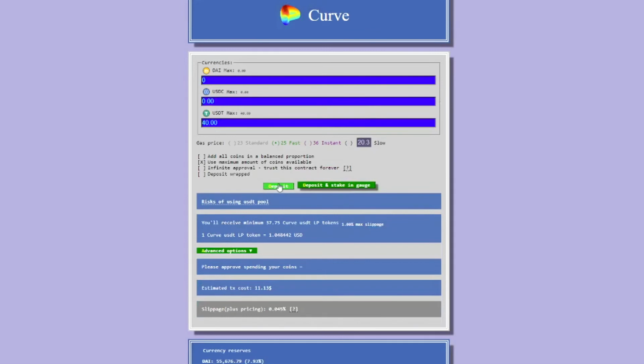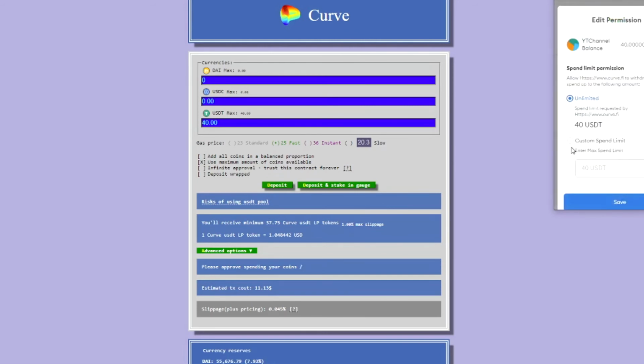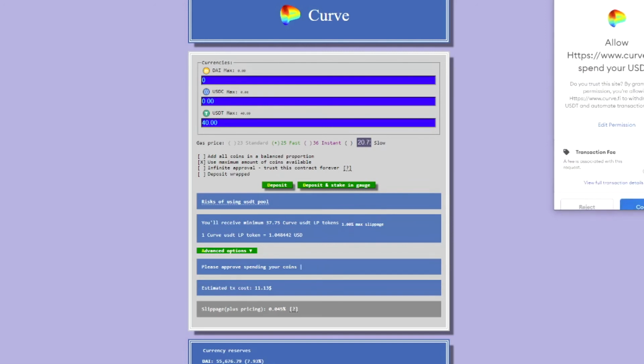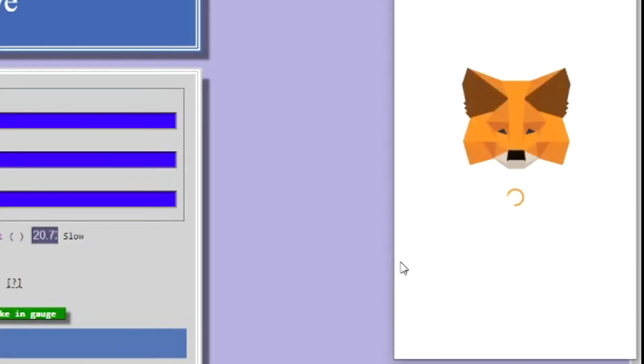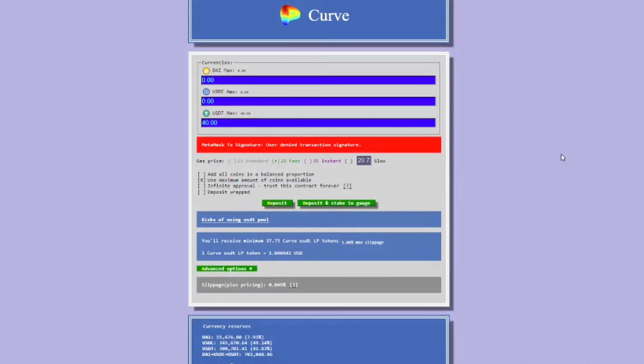So if I would click deposit or deposit and stake, I will get my MetaMask popping up. Then they'll ask if I would allow Curve Finance to get access to my USDT. I would suggest to always click edit because by default it's on unlimited. I would always put a limit on the maximum a project can take out of your wallet. So in this case, let's say 1,000. Then you pay a very small fee. And then you'll see it can become very expensive. I would have to pay 16 bucks just to provide liquidity, and on my 40 bucks, that would be a bit much. So I'm going to reject this. But you get the idea.